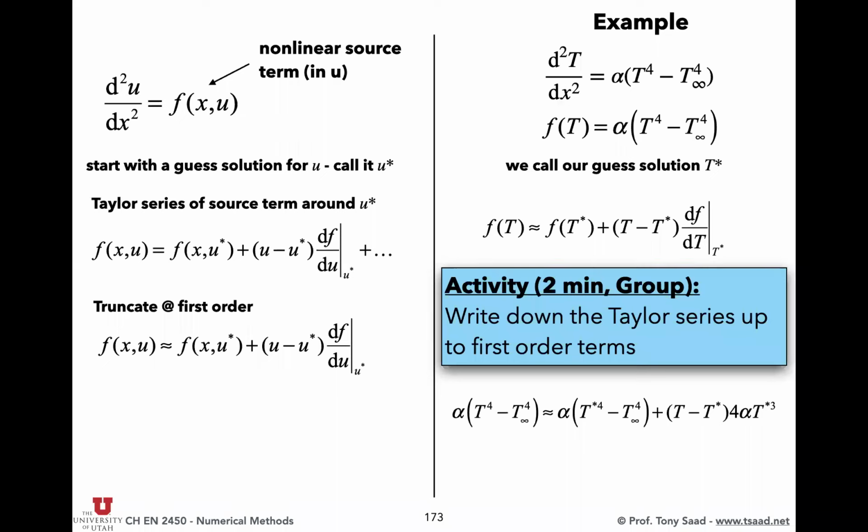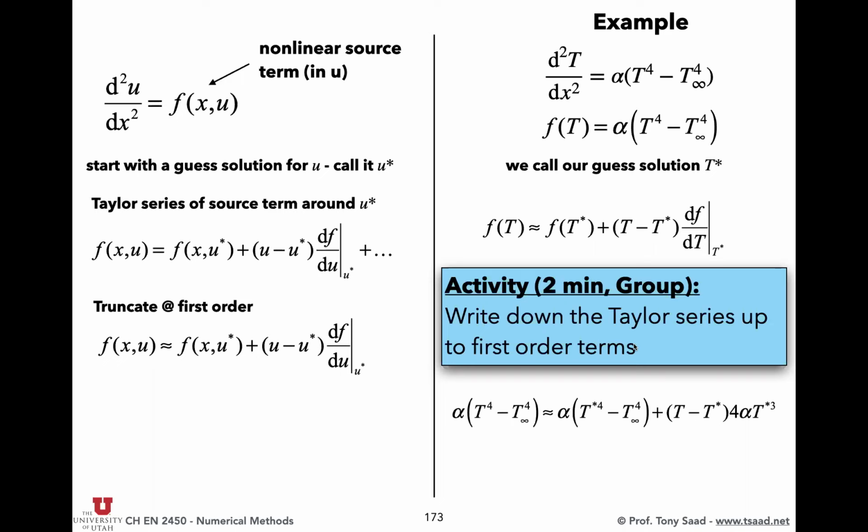We linearize our full source term, which is alpha t to the fourth minus t infinity to the fourth, by taking the first two terms of the Taylor series. We're committing an error, but we're not going to worry about that because we're only going to approximate, we're going to iterate through this until we find the root. Now, if you haven't seen this already, my goal here is to refine t star until it is consistent with t, the true solution, or the root of the equation. Remember, our t star is the guess.